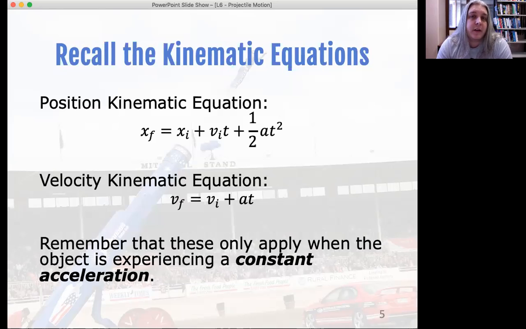You also recall the kinematic equations. The one that we saw and used a couple of times is that change in displacement is equal to v_i t plus a half a t squared. And then also the velocity changes for constant acceleration: change in velocity is equal to acceleration times time. Remember that these are only applicable when we have constant acceleration, but of course gravity on Earth is fairly constant.